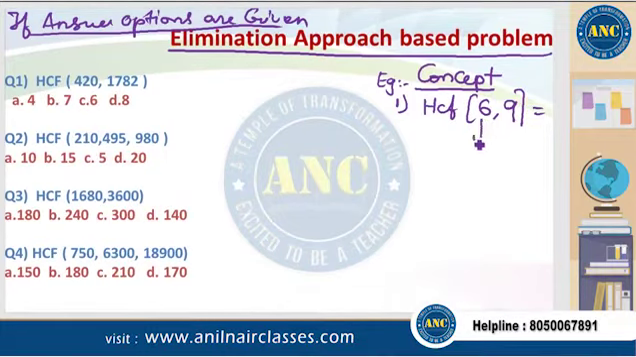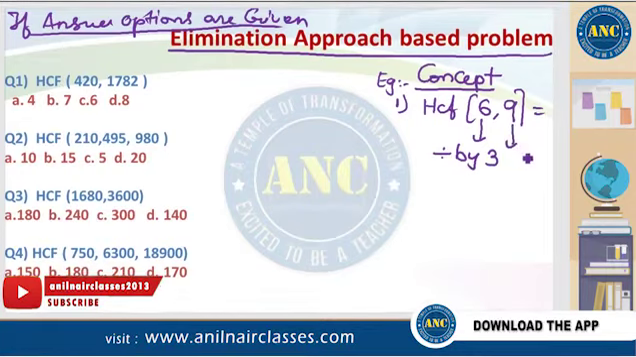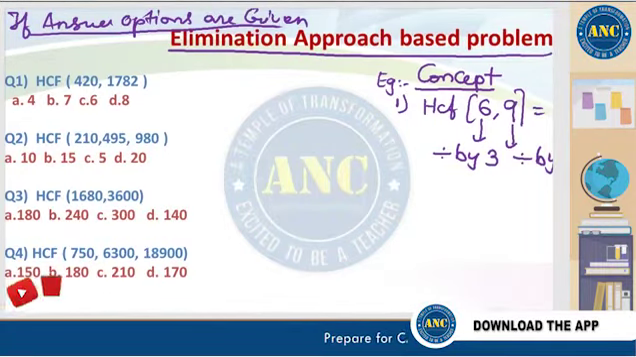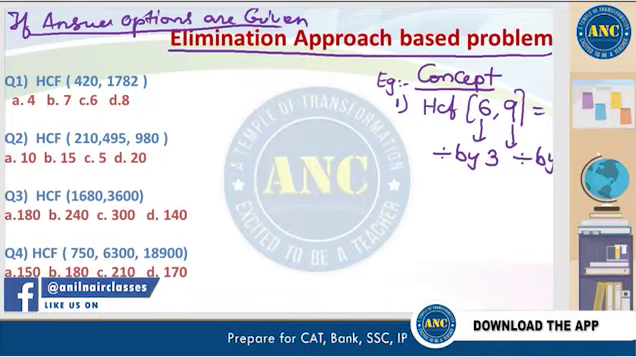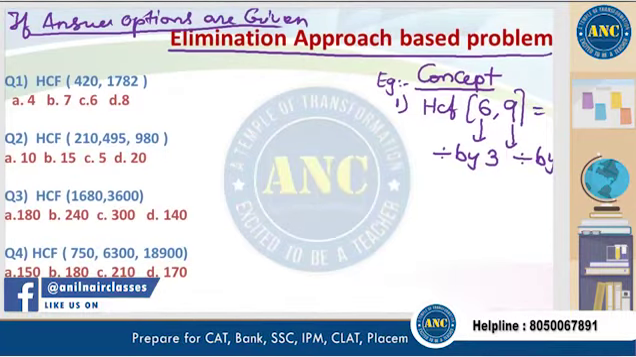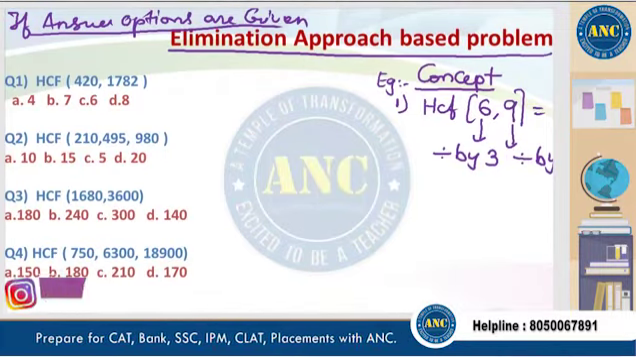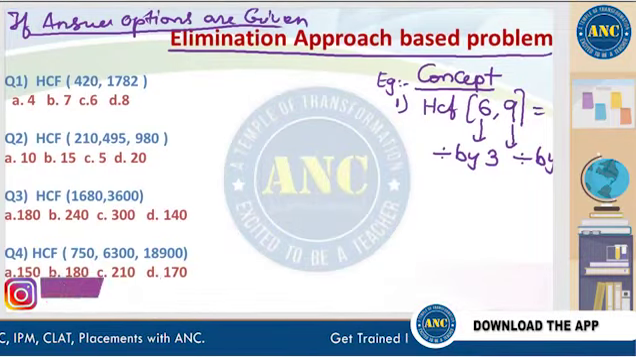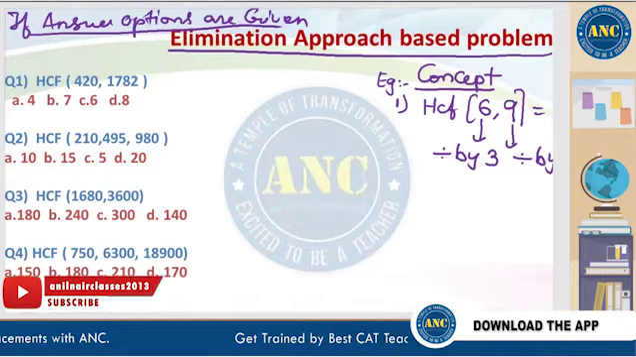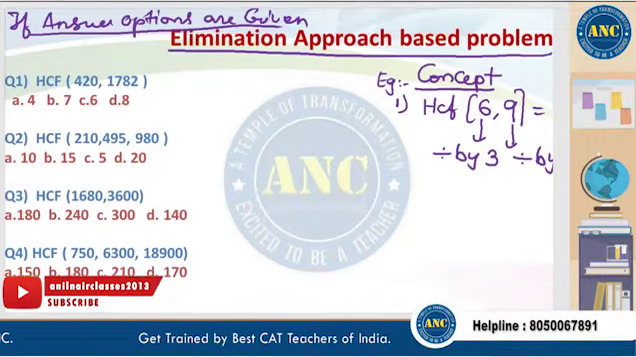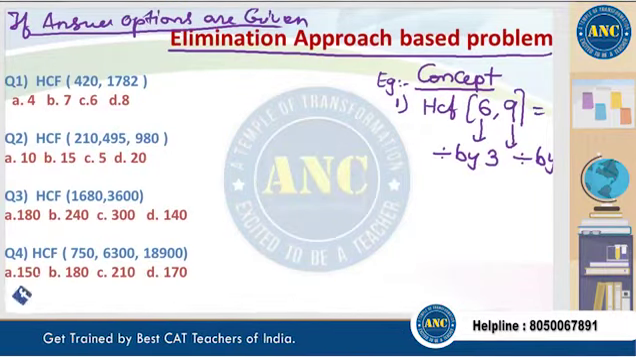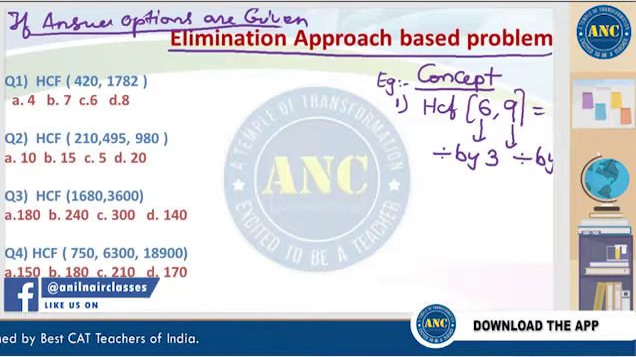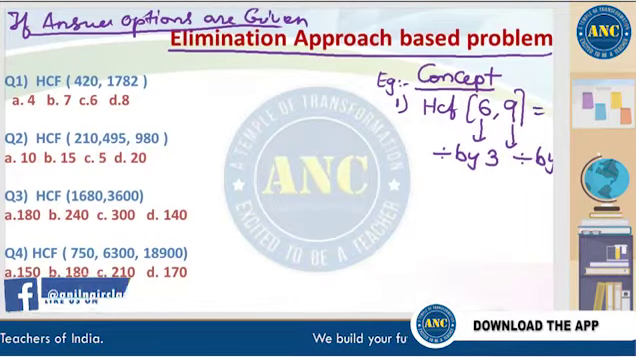Now if you observe carefully, 6 is divisible by 3, 9 is divisible by 3, and 3 is also divisible by 3. If I take two numbers which are divisible by 3, the HCF of those two numbers, the answer, will also be divisible by 3. HCF of any two numbers which are divisible by k, the answer will also be divisible by k. Are you all with me?